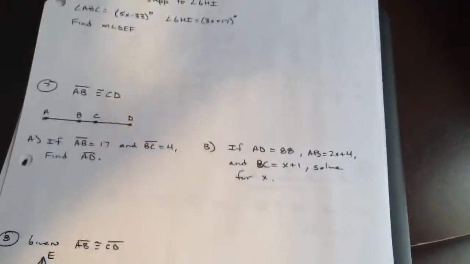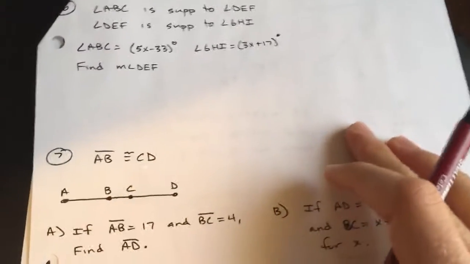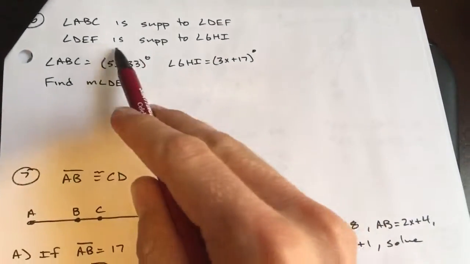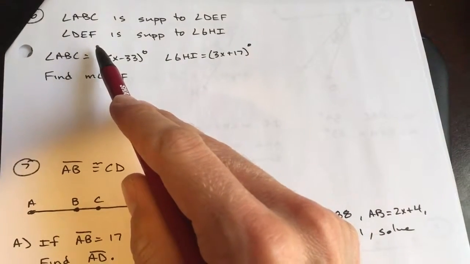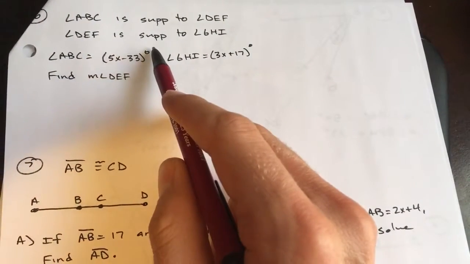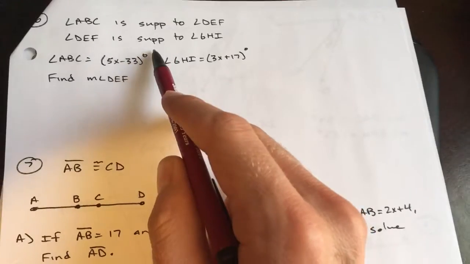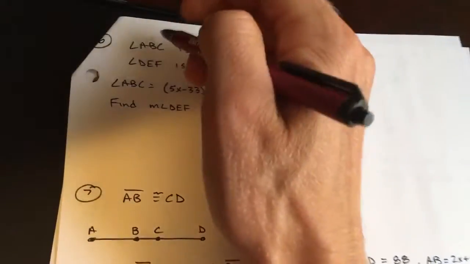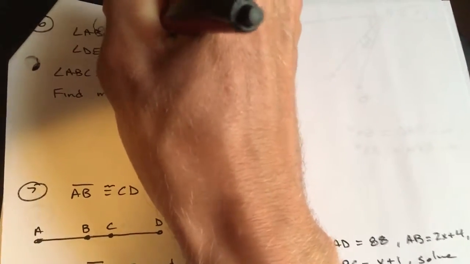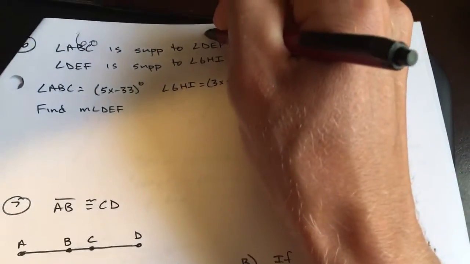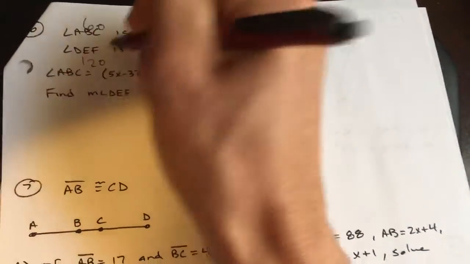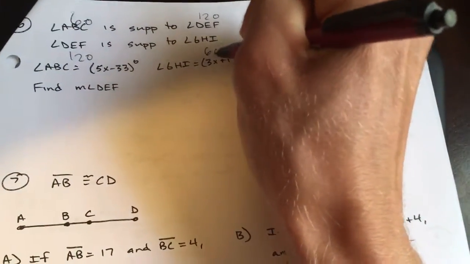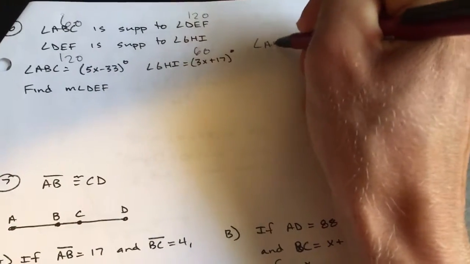All right, folks, moving on, let's take a look at the next one. Number 6: ABC is supplementary to DEF, and DEF is supplementary to GHI. Okay, if you're confused by this, let's just make up some angles. Let's say ABC is 60. Well, that means DEF would be 120. It's the same DEF, so this would have to be 120. So GHI is 60. That's how we did it in class the first time.